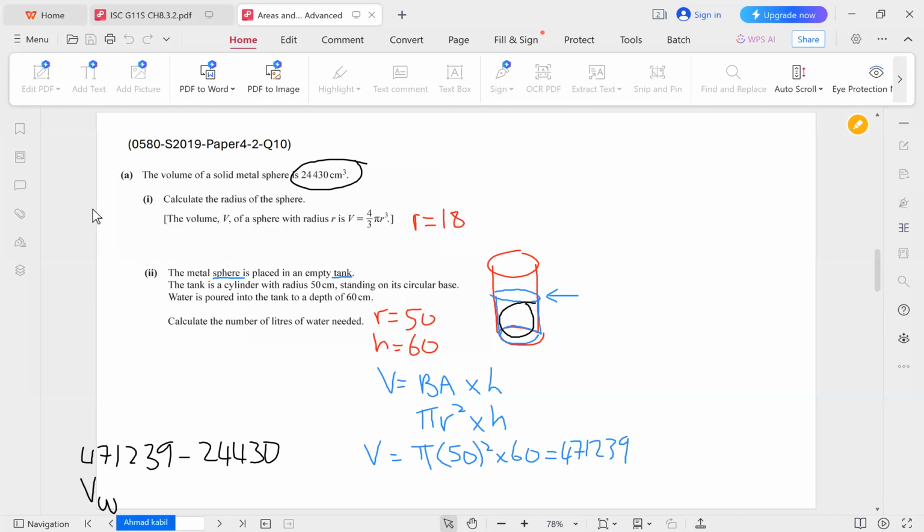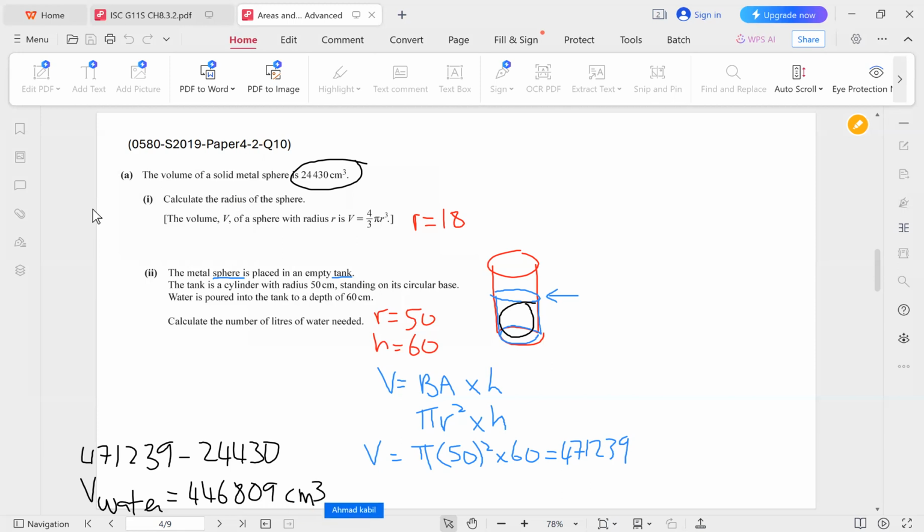So the volume of water is going to equal, and then we use the calculator, 471,239 minus 24,430. We get 446,809 centimeters cubed.